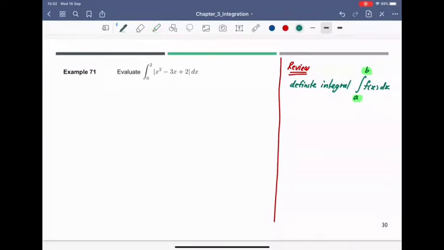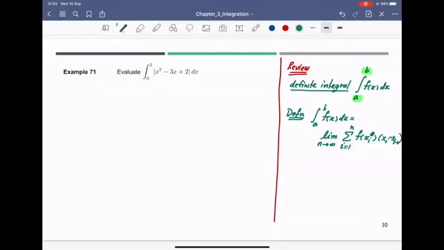In order to compute the definite integral from a to b using the definition, you have to use the Riemann sum. You compute the limit as n goes to infinity of the Riemann sum, the summation from i equals 1 to n of f(xi star) times (xi minus xi minus 1).